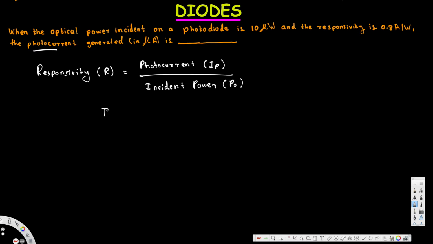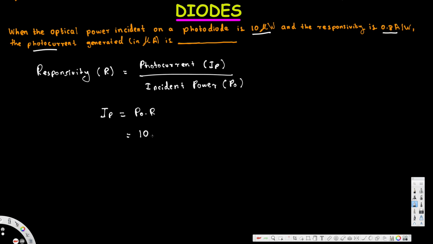So if we rearrange this equation, that's going to be what? We are going to have IP is equal to P0 times R, and we have the incident power provided, that's 10 microwatts, and also we have the responsivity provided, that is 0.8 amperes per watt. So we can just plug it in directly and find the final answer.